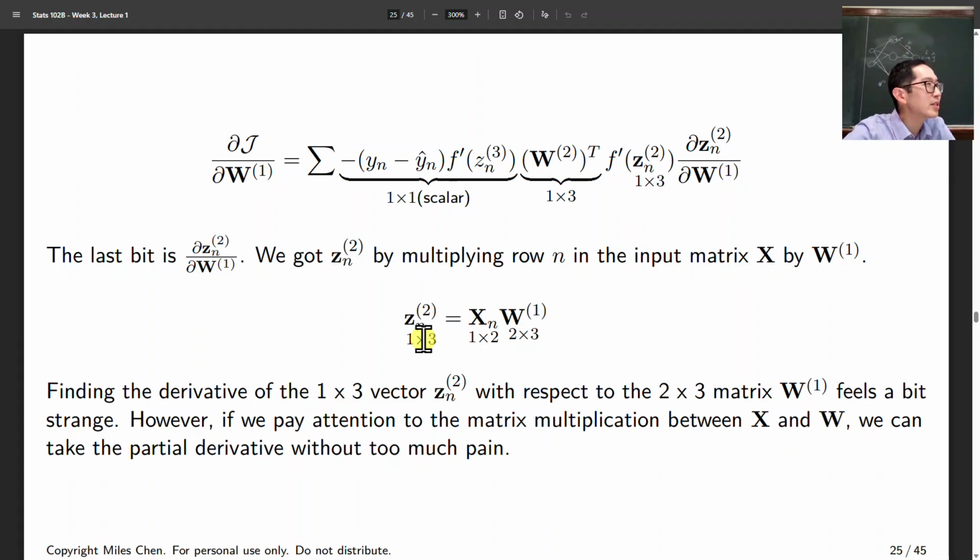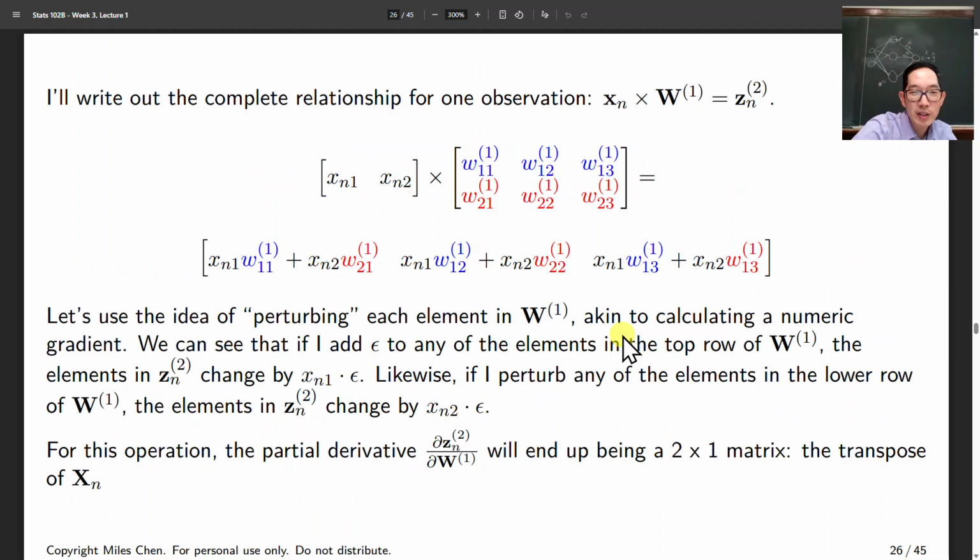So this next part says, okay, what is the derivative of this with respect to changes in W? How does this change with respect to changes in W? If we think about what's happening when we get our values in Z, we have 3 values, right? We have one row and 3 values: first value, second value, third value. And here we have the nth row in X, so I've got two values here, 1 by 2, and then I have this 2 by 3 matrix.